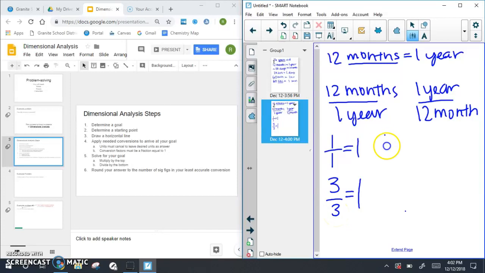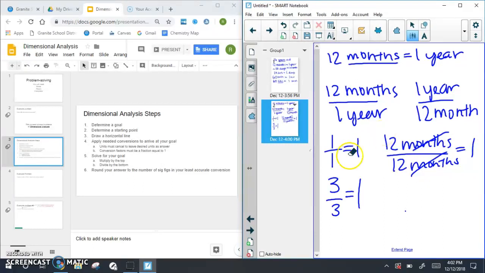Now let's look at a different example. 12 months over 12 months. This one also equals 1 as well because 12 over 12 is 1, and then months over months is going to give you no units. And I like to think of it this way. 12 months goes into 12 months only one time. Not 1 month, just 1.